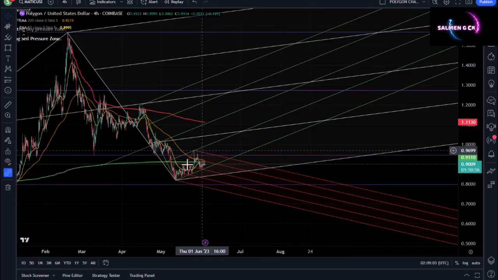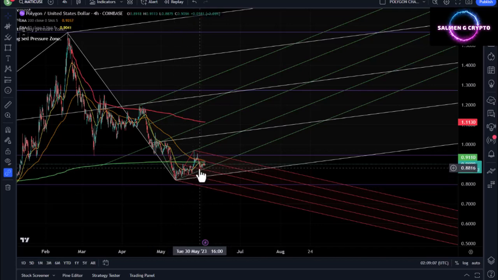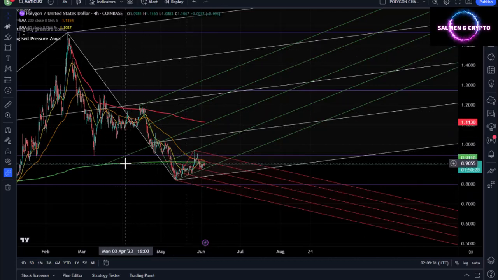The red fork is for the small time frame, so it could take a couple of days and sometimes even a day in order to break from this range. So we always need to keep an eye on this red fork. The purple lines are a simple fib retracement.